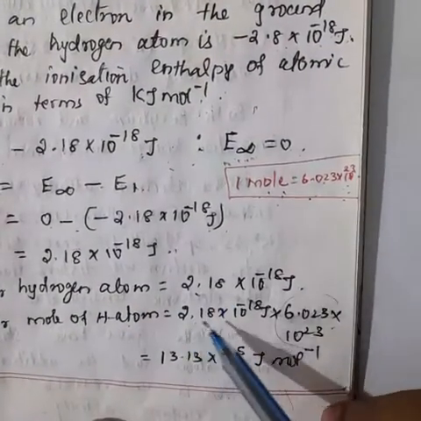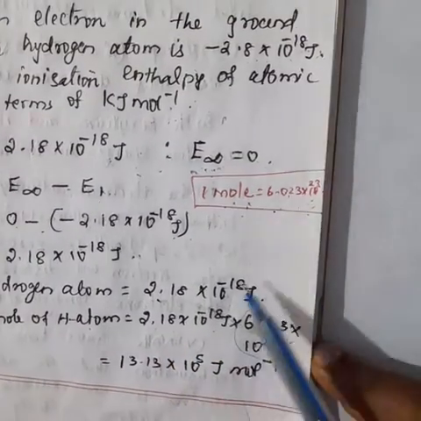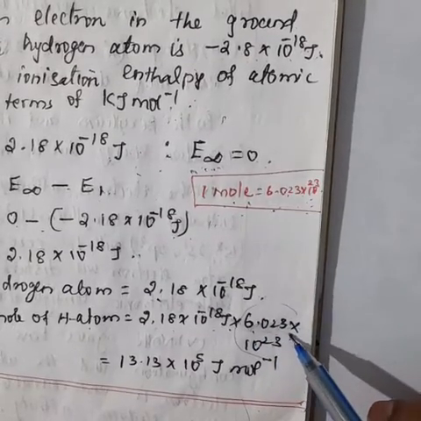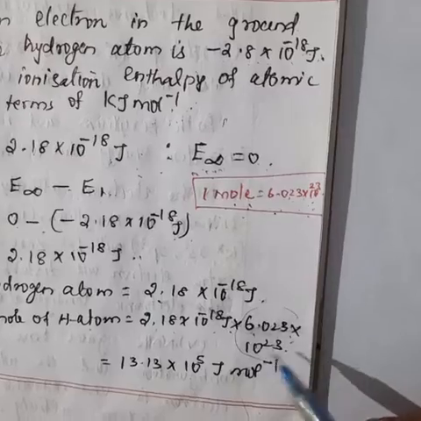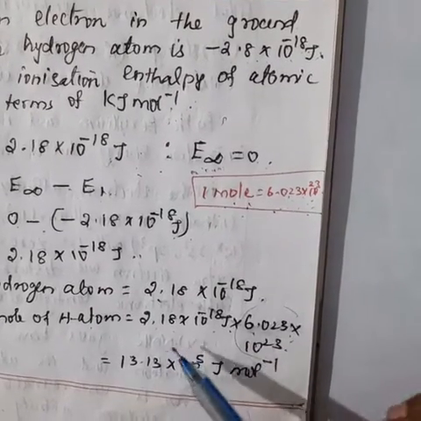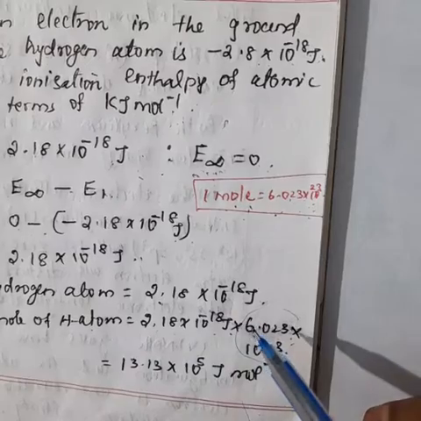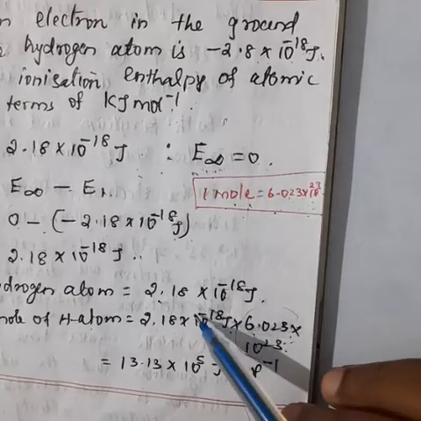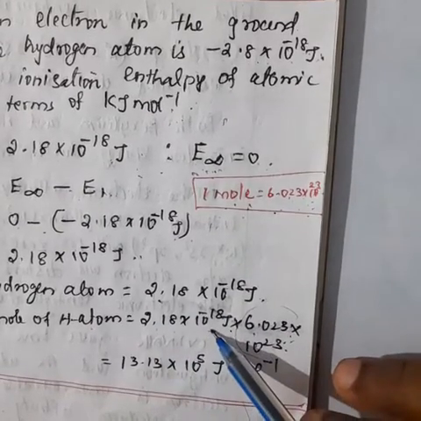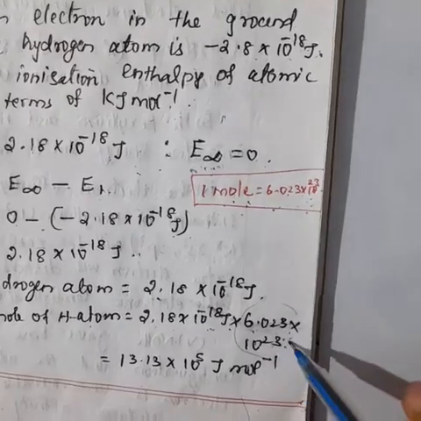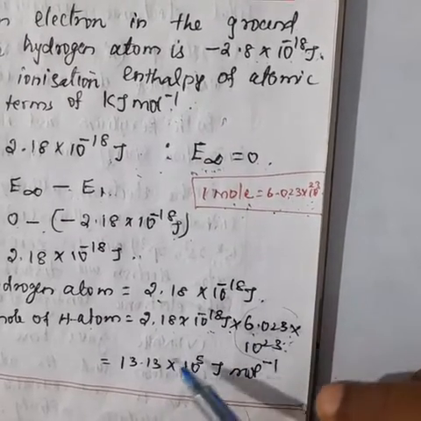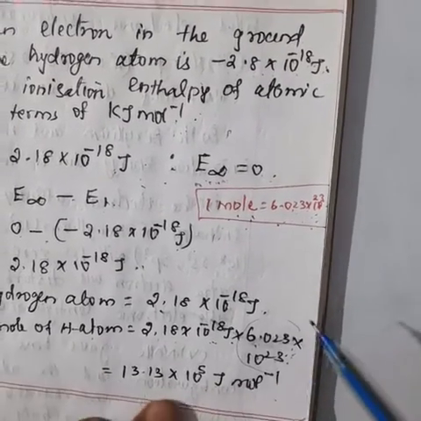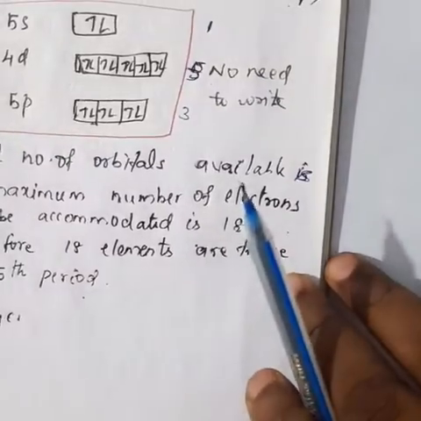Here 2.18 into 10 power minus 18 joule per atom. Per mole, 6.023 into 10 power 23 atoms are there for the hydrogen atom. So 2.18 into 10 power minus 18 joule into 6.023 into 10 power 23. When we multiply these two, we get 13.13 into 10 power 5 joule per mole. Understood? This is the 31st question, and now 32.